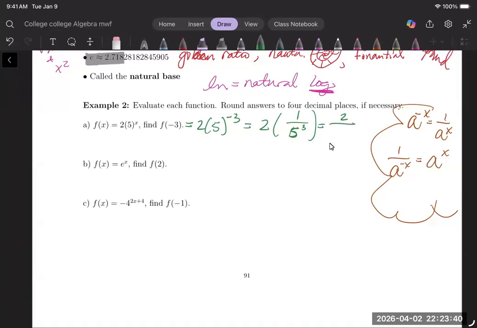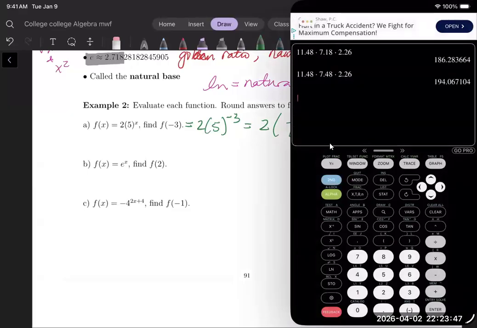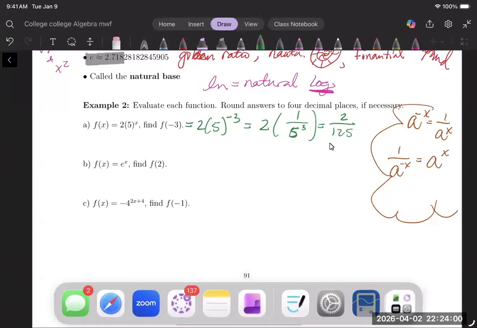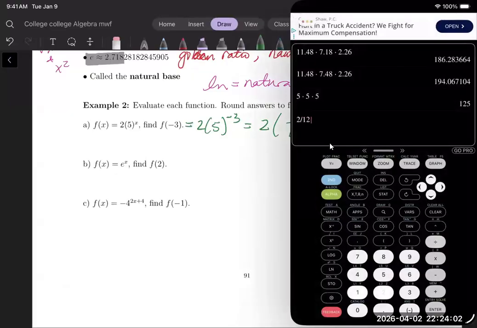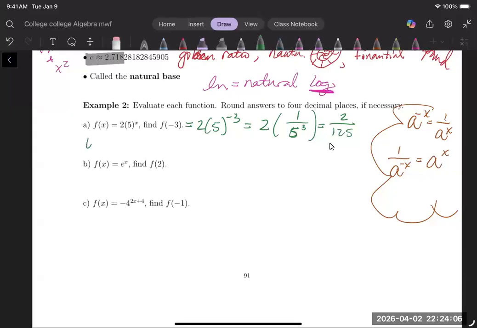this is 2 over 5 cubed. 5 cubed is 225, if memory serves. Let's just do 5 times 5 times 5 the lazy man's way. 125, there we go. I knew 225 felt too big. So that's 2 over 125. It says to round, so 2 divided by 125 is 0.016.